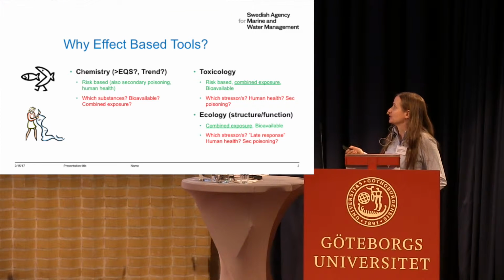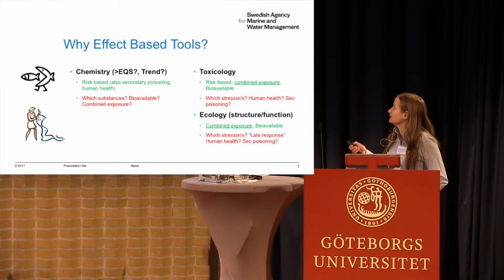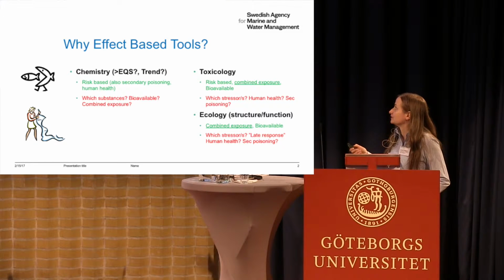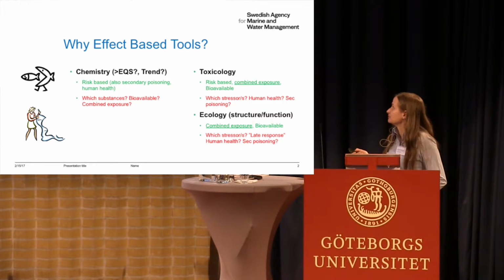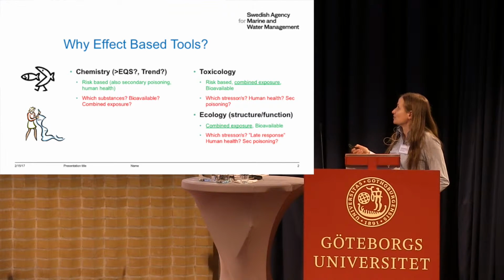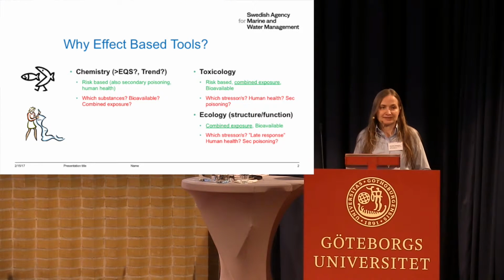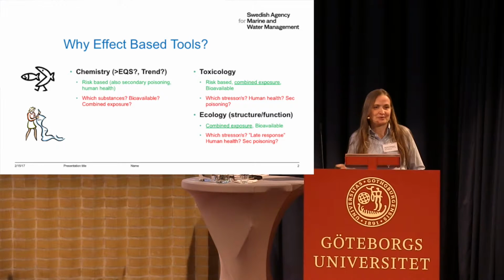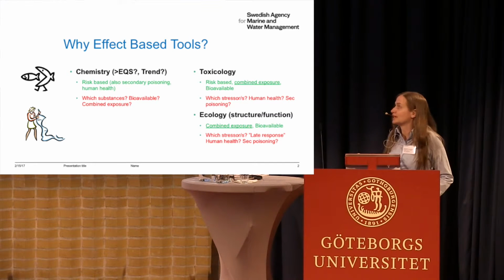So when you have toxicological based tools, they're also risk-based sort of. They can capture combined exposure, and they also, in part at least, they can tell you something about the bioavailability of compounds. But then there's a drawback, which is also highlighted often in this context: what to do about it? Which stressors, which compounds should we try to regulate? And how can we assess human health issues and secondary poisoning with toxicology-based tools?